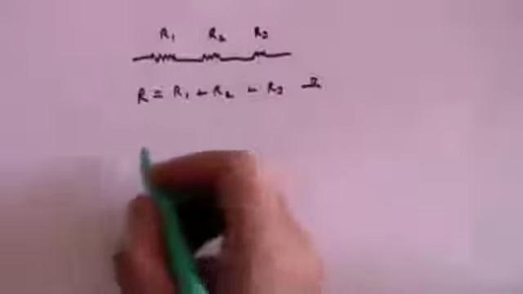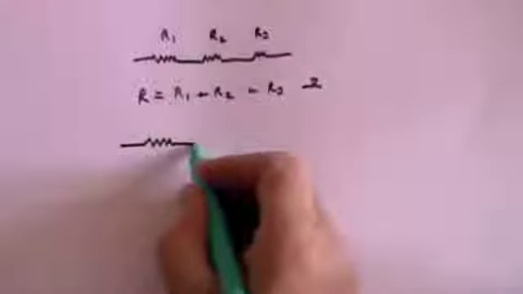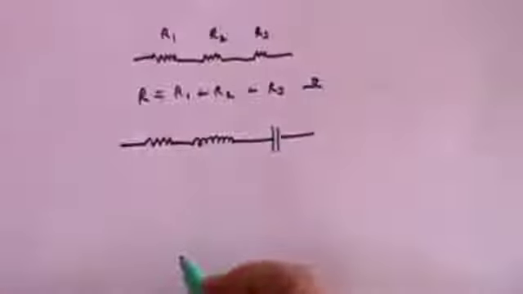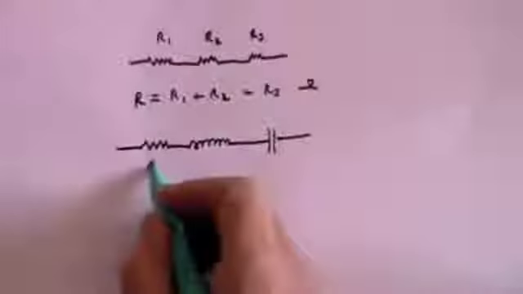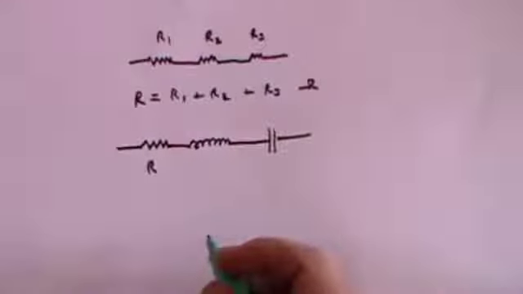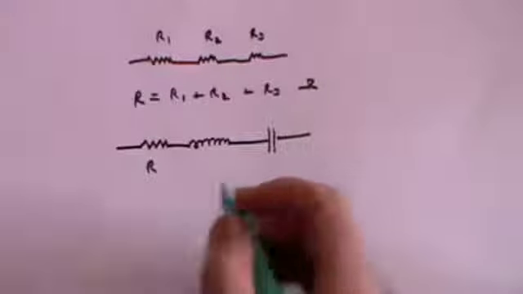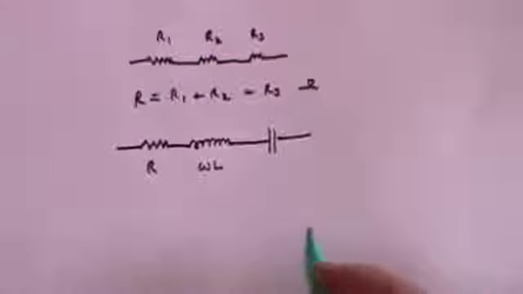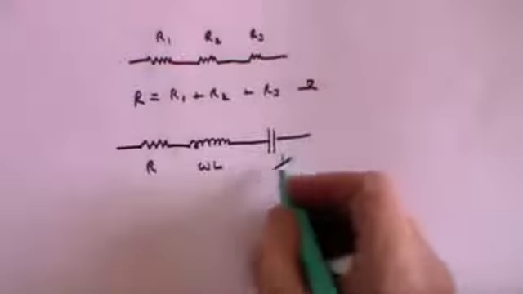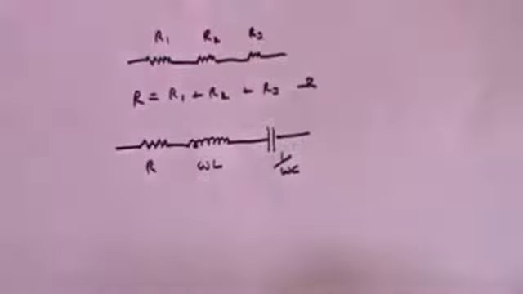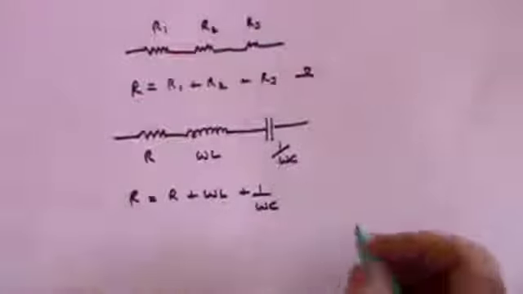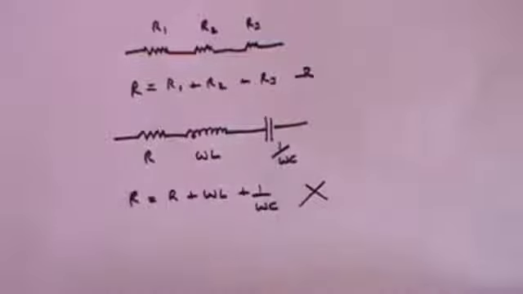So, is it true that if you have a resistance and an inductor and a capacitor all in series, we know that the resistive value of the resistance is just R. We know that the resistive value, called the reactance, of the inductor will be omega L, and we know that the reactance of the capacitor will be 1 over omega C. Is it true that the total resistance is equal to R plus omega L plus 1 over omega C? And the answer is no, that is wrong.